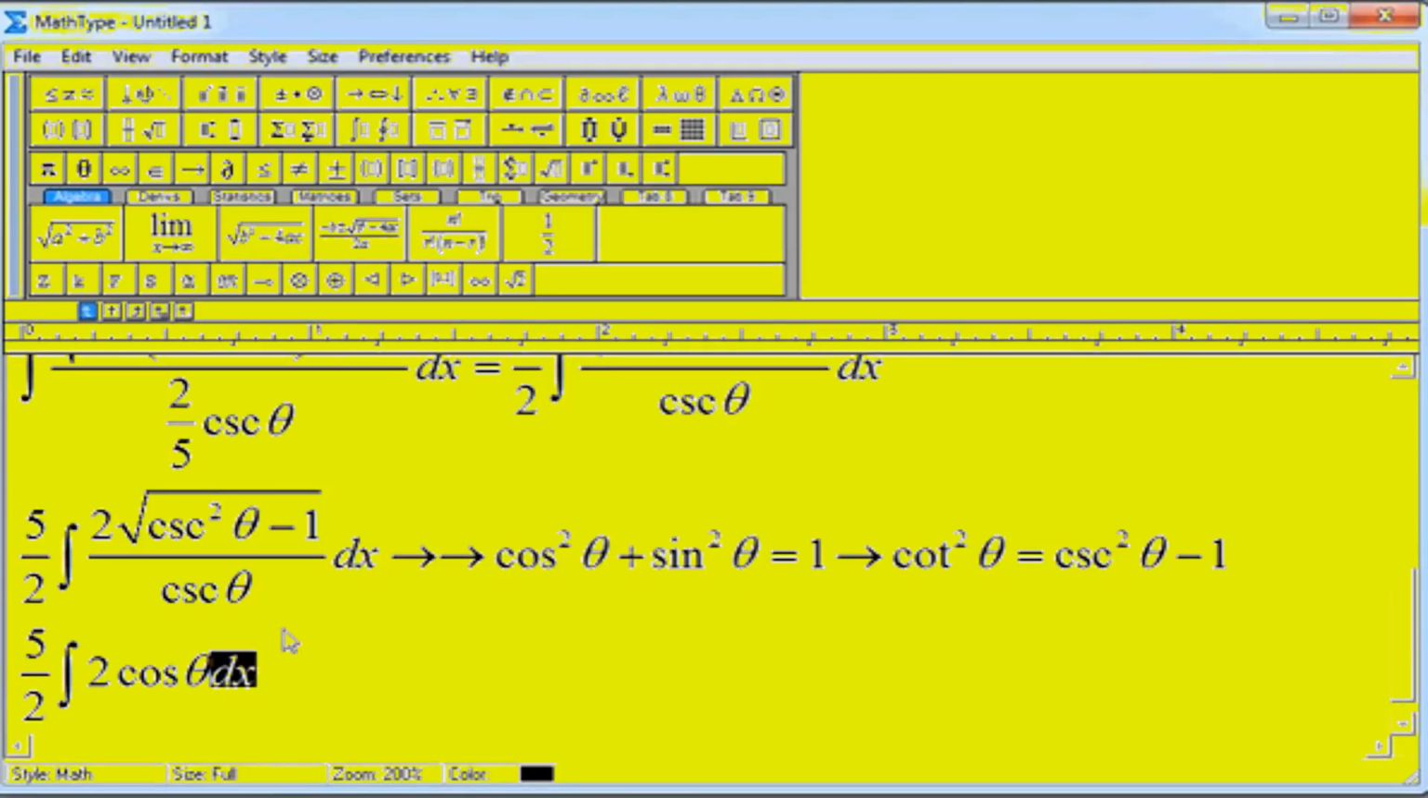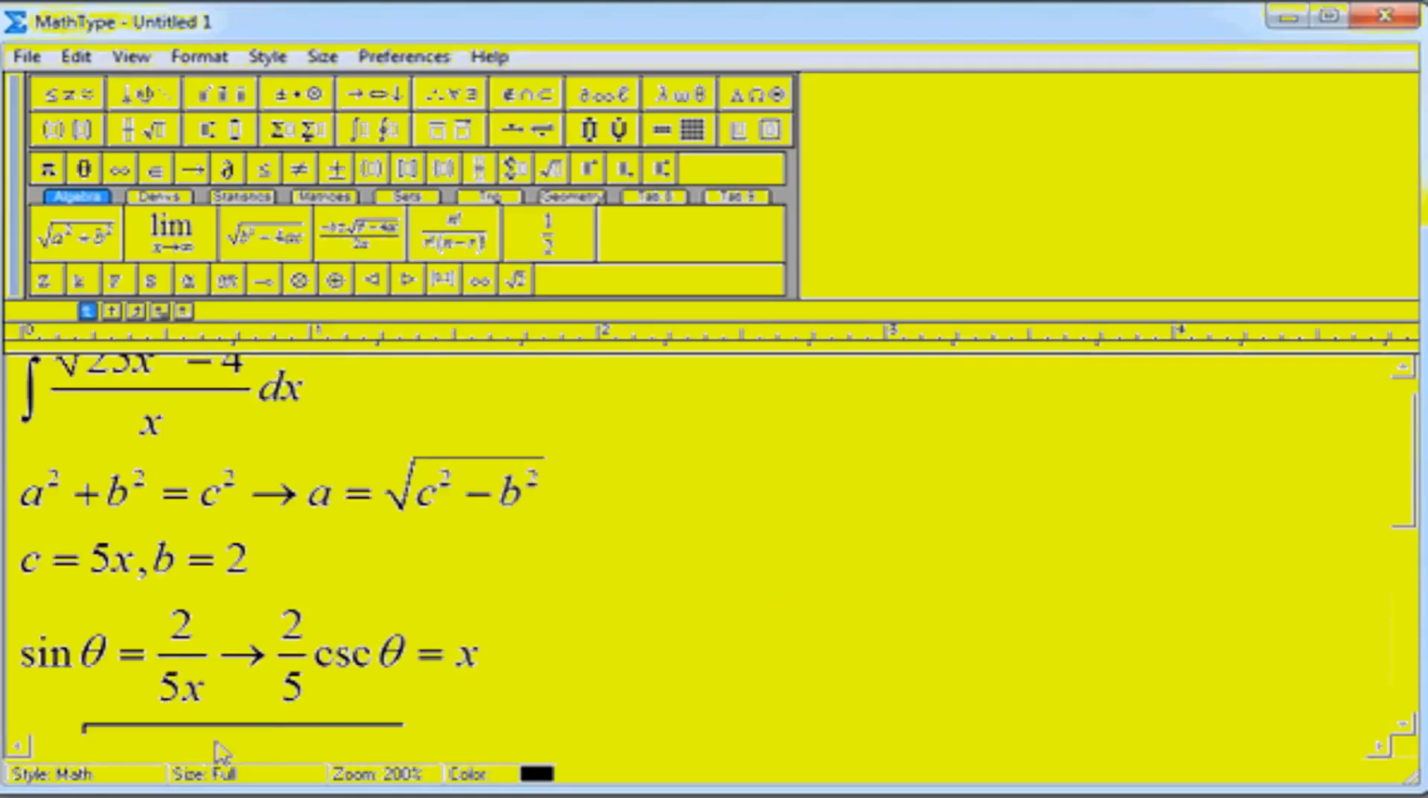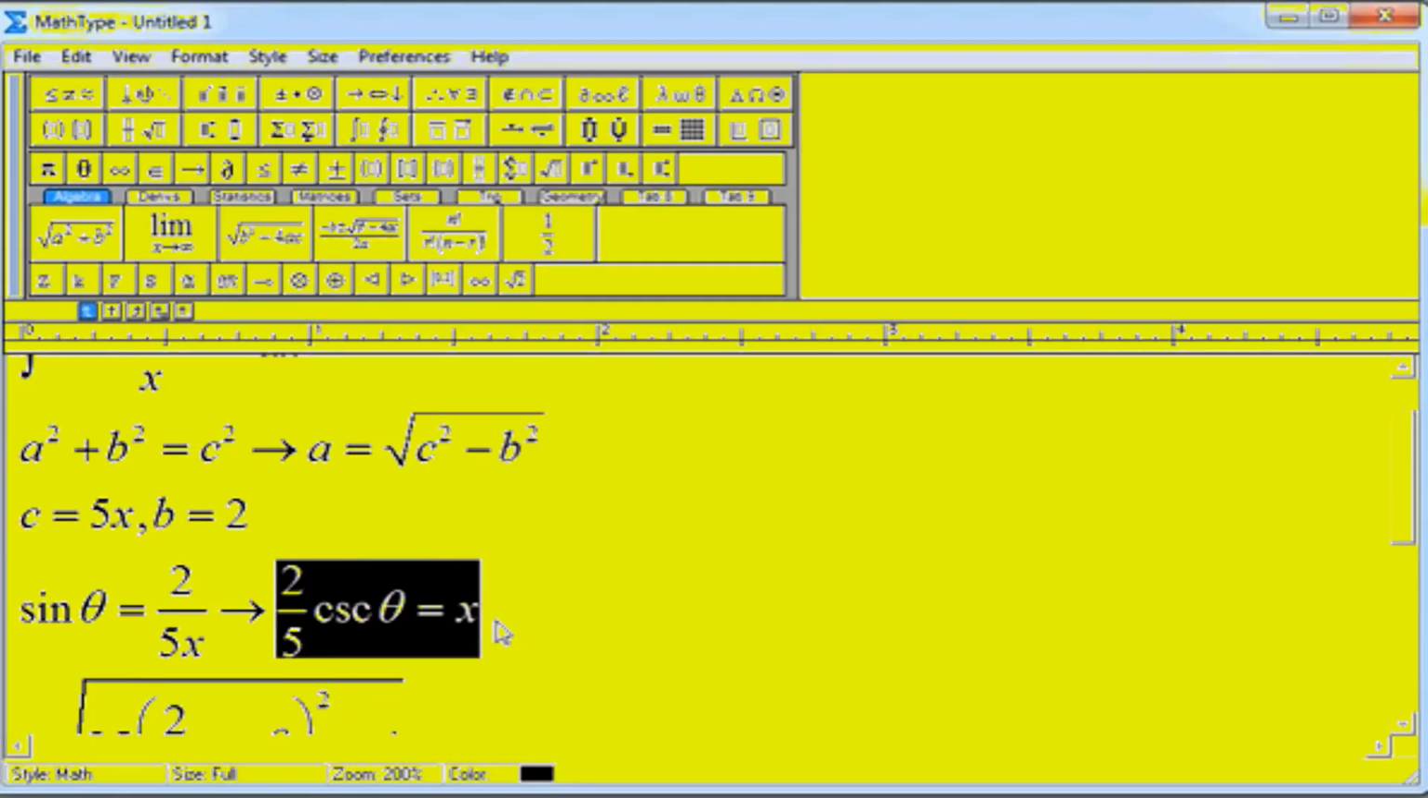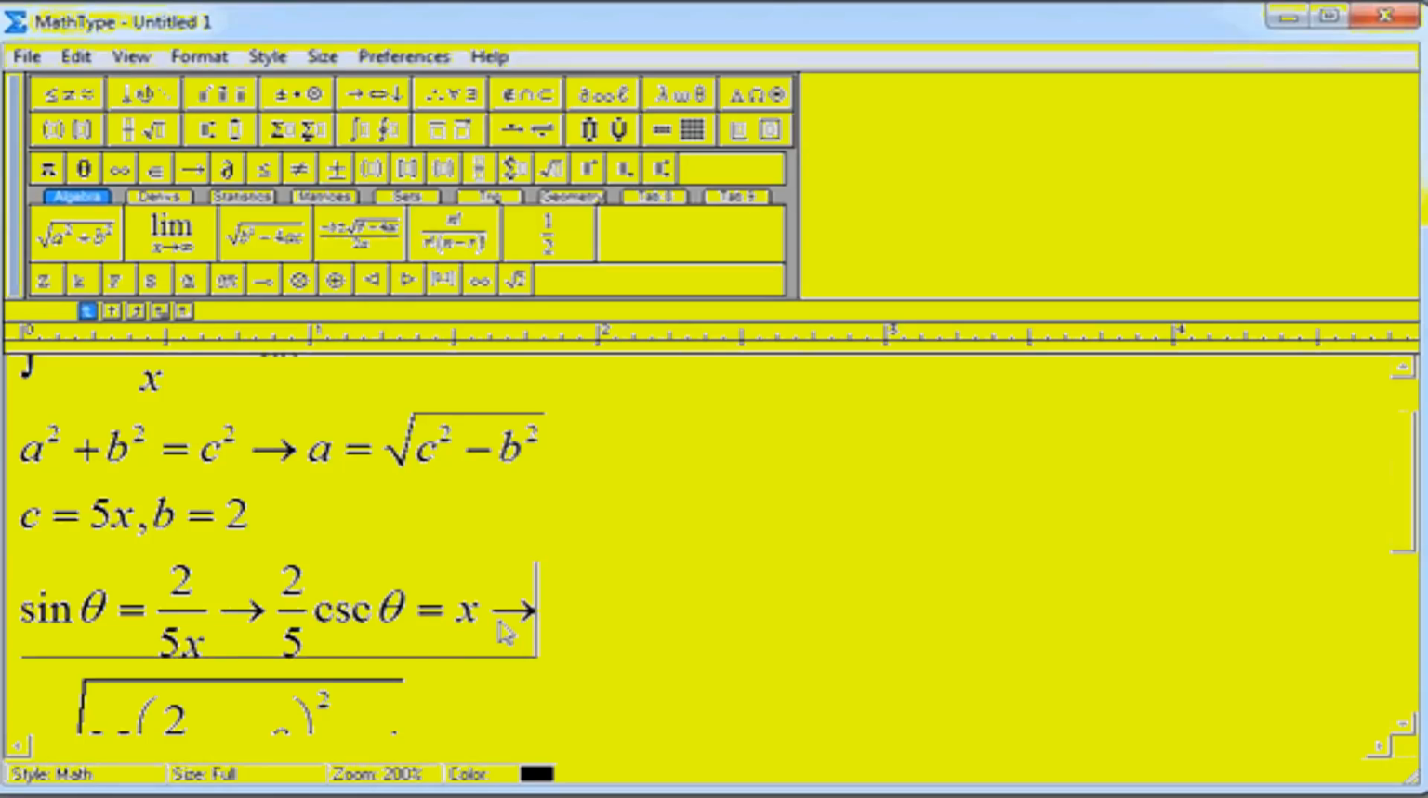So how do we get rid of this? Well, we go up to our x expression right here, and we just differentiate it. We'll solve for dx. So if we do that, we'll get dx over d theta equals 2/5 times the derivative of cosecant, which is negative cosecant theta cotangent theta. And now, for dx, we quote unquote multiply both sides by d theta.